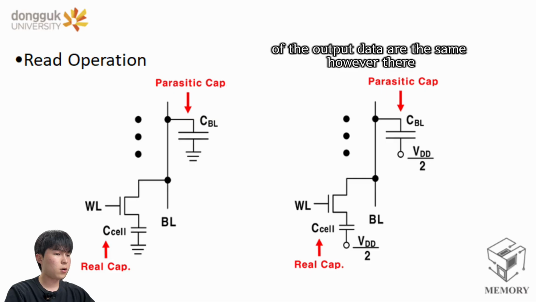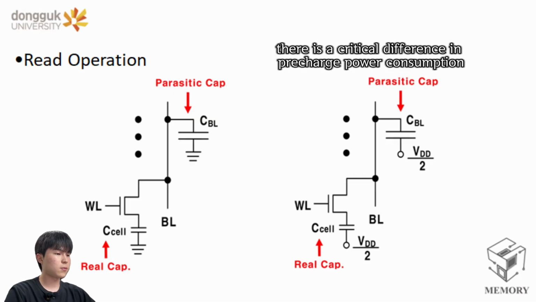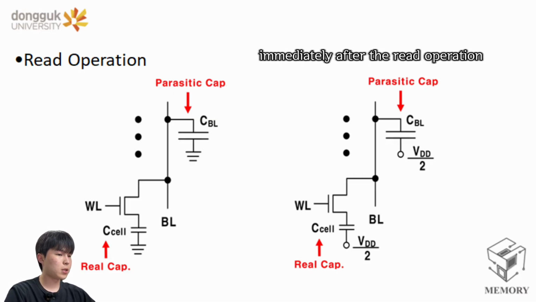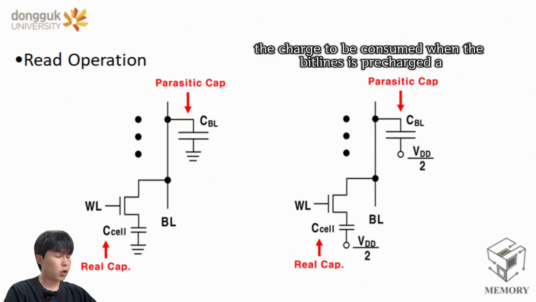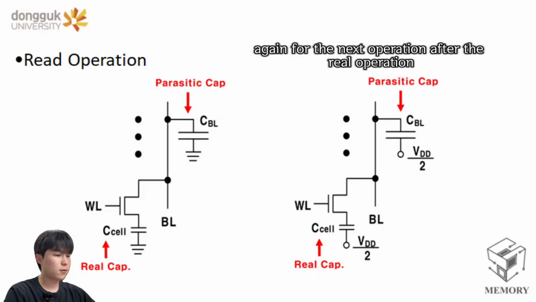However, there is a critical difference in precharge power consumption immediately after the read operation. The GND method on the left requires the charge to be consumed when the bit line is precharged again for the next operation after the read operation.